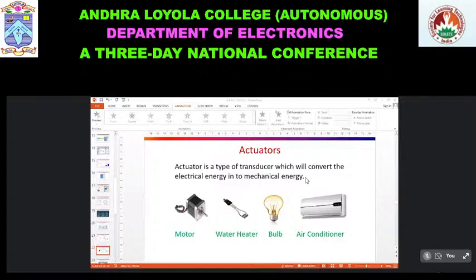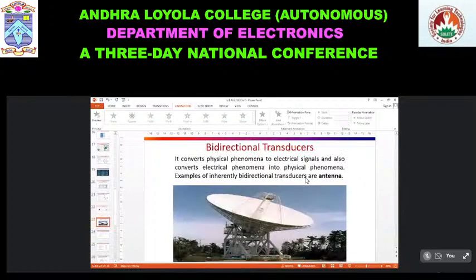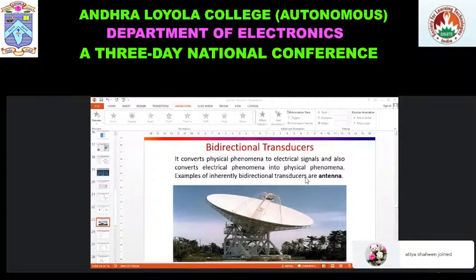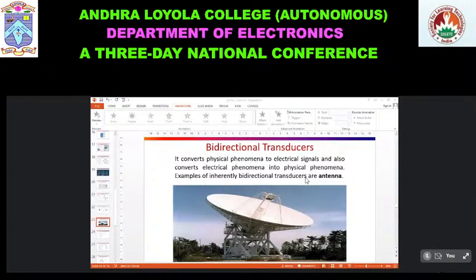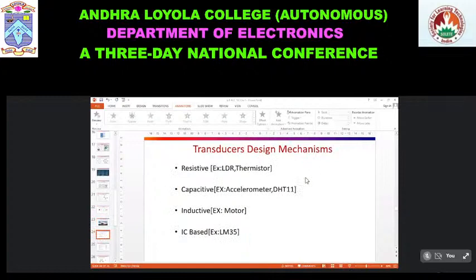Now, the light bulb, what will the bulb do? It will take the electrical signal as the input, and the output is the light. Now, coming to bidirectional transducers, you can take antennas. What will the antennas do? They convert electrical to electromagnetic and electromagnetic to electrical. Now, coming to the transducer design mechanism, we can design these transducers based on resistive, capacitive, inductive, and IC base.